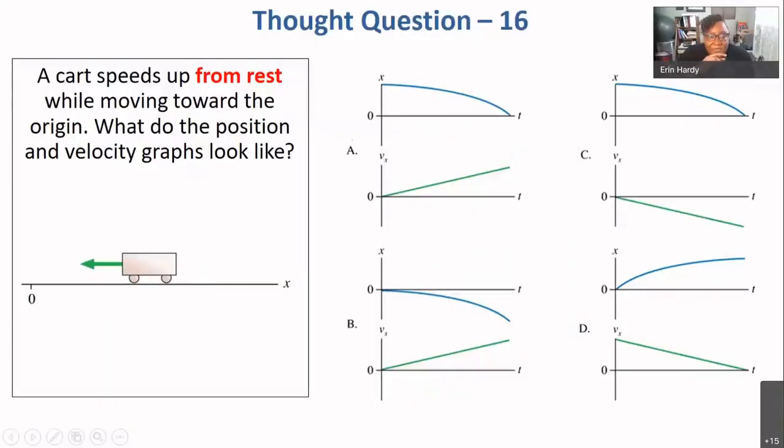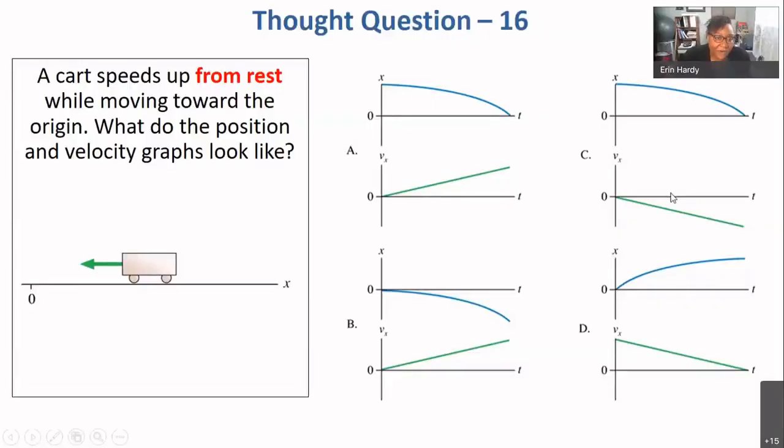All right, let's try another example. If this cart speeds up from rest while moving toward the origin, what do these position and velocity graphs look like? So we are still on the right side of the origin, so all of our position values should still be positive. That means that B doesn't make sense because B has positions that are negative. It's treating it as if the object is on the left side of the origin instead of the right. It's going from rest to fast. So we would want to look for a position graph that shows a flat slope in the beginning and a steeper slope at the end. That means D doesn't make sense because it's doing the opposite.